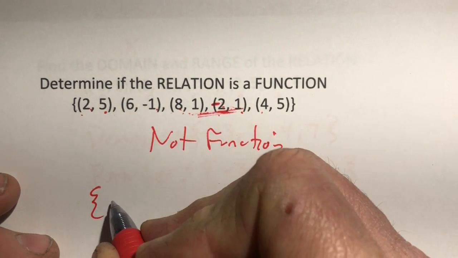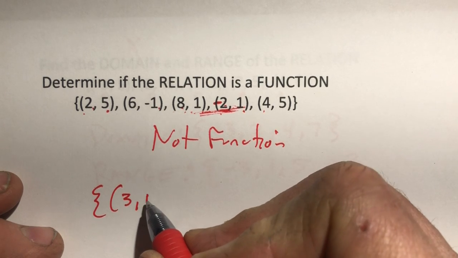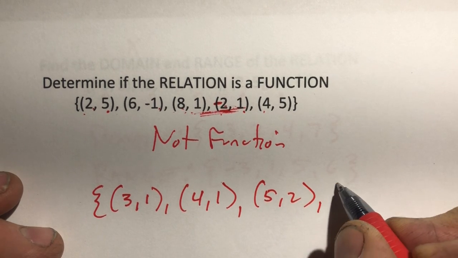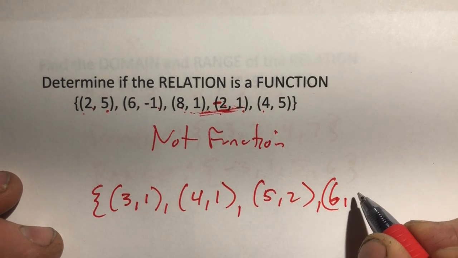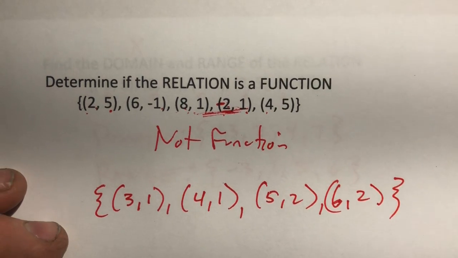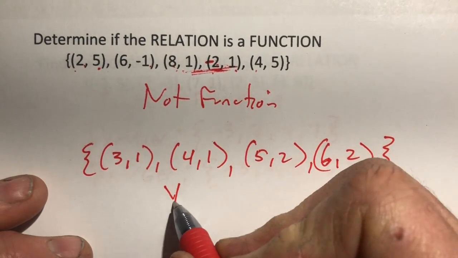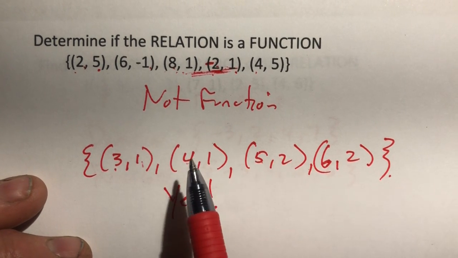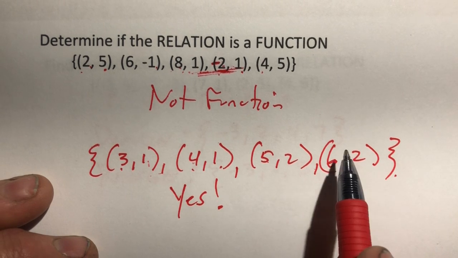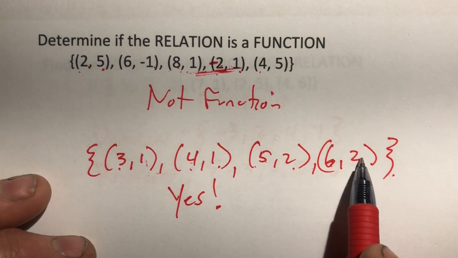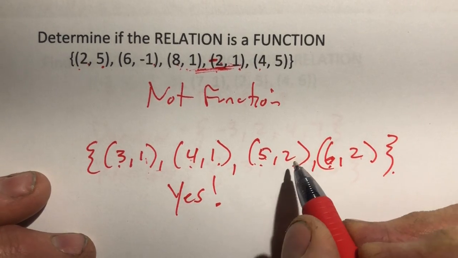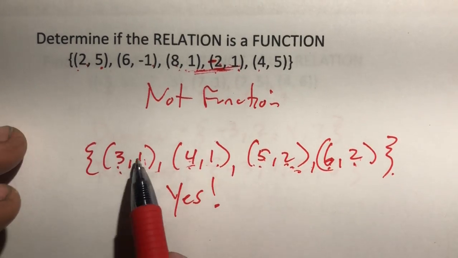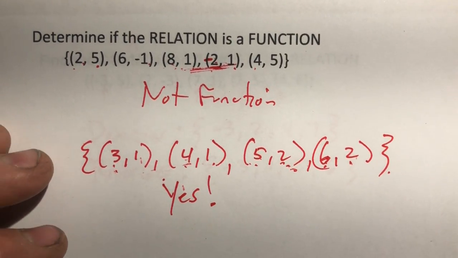Let me write one down here. 3, 1, 4, 1, 5, 2, 6, 2. Is this a function right here? Yes. It's a function because I got 3 with 1. I don't see 3 paired with anything else. I've got 4 paired with 1. I don't see 4 paired with anything else. 5 is with only 2, and 6 is only with 2. Now, 5 and 6 are both with 2 here, but that's okay. 3 and 4 are both with 1, but that's okay. The main thing is each x has only one y.